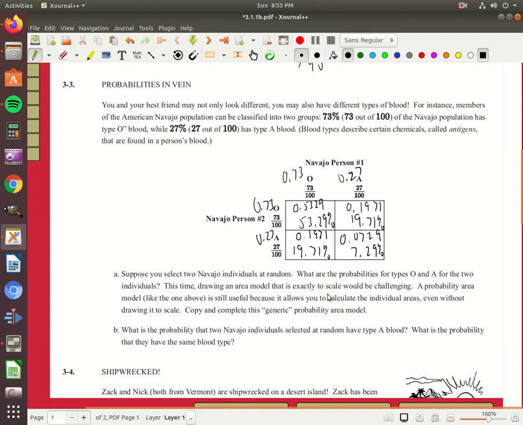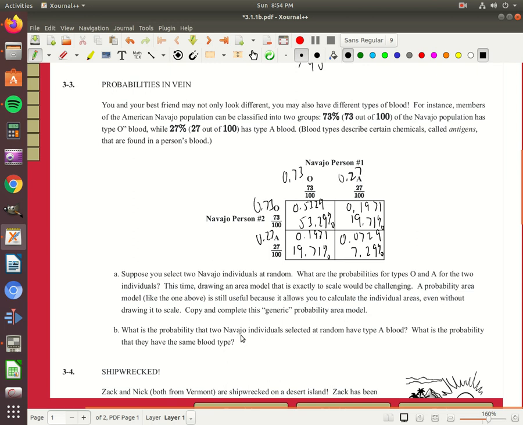Yeah. Okay, good. So it says, suppose you select 2 Navajo individuals at random. What are the probabilities for types O and A for the 2 individuals? Well, they both get O is 53.29%. They both get A is 7.29%.